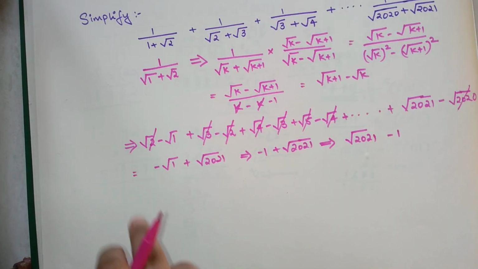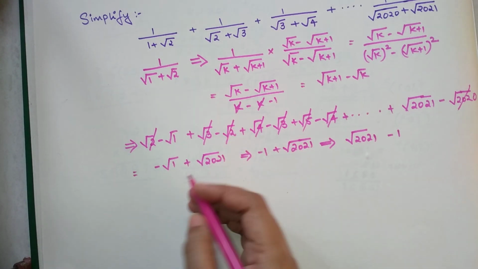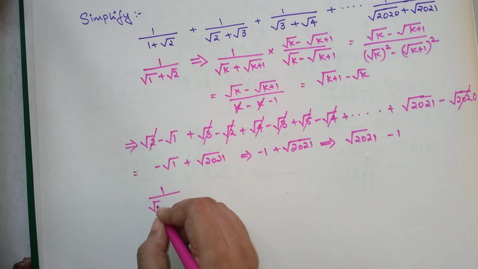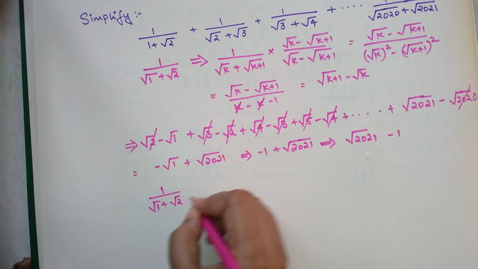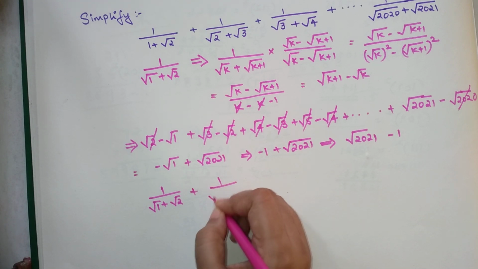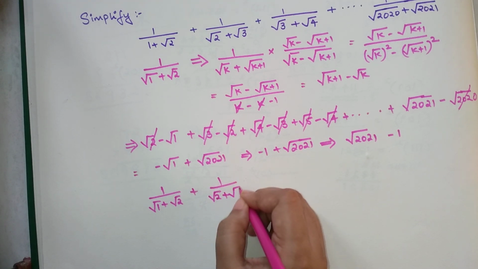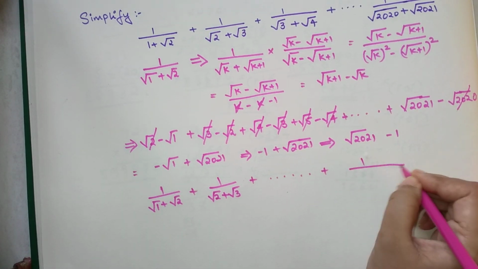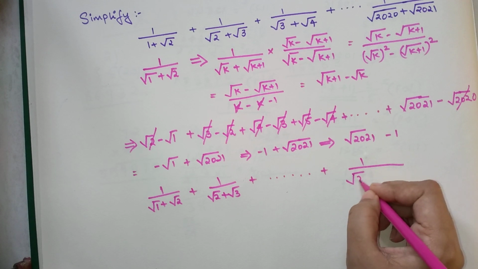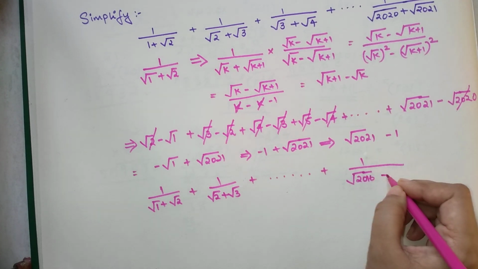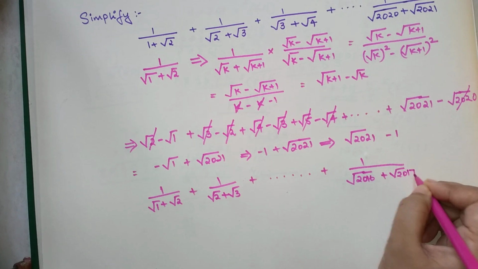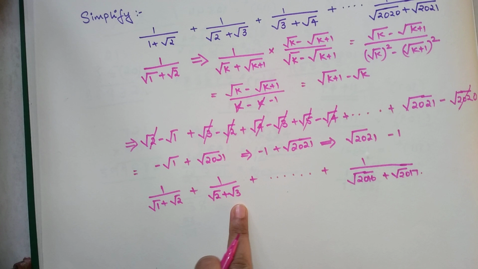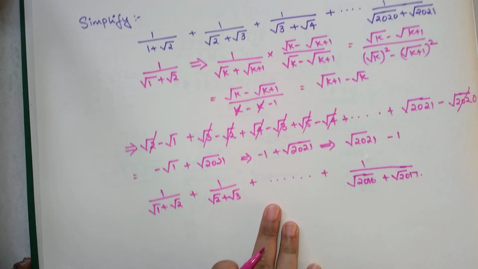Now coming to the point where I'll give you a question. Tell me what will be the simplification of 1 upon 1 plus root 2, plus 1 upon root of 2 plus root 3, and so on and so forth, going up to 1 upon root of 2016 plus root of 2017. So please go ahead and solve this sum using this particular logic and let me know your answers in the comment section.